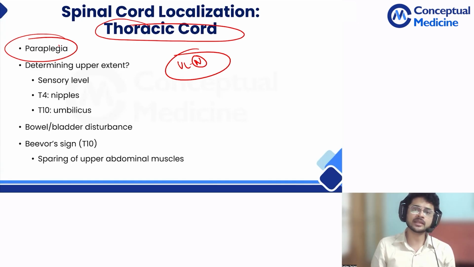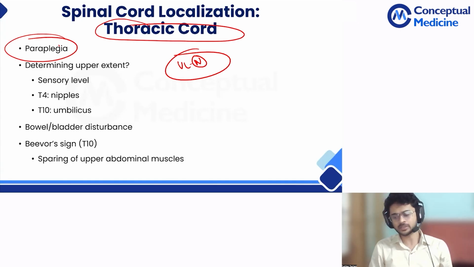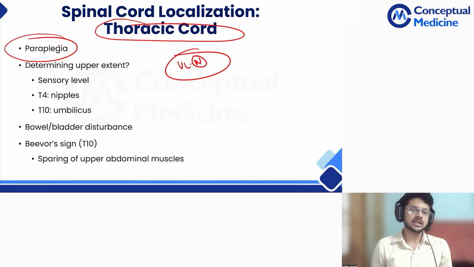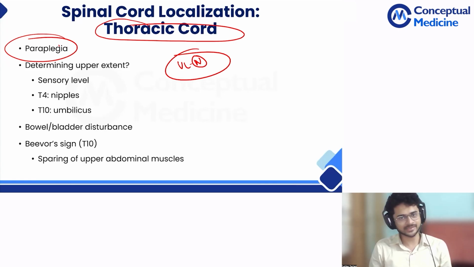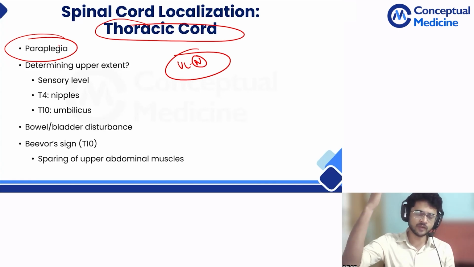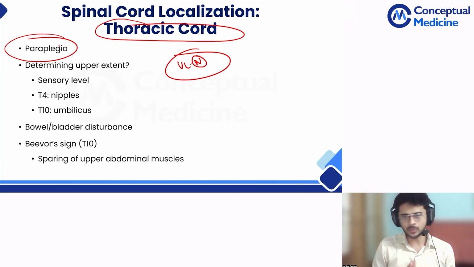So how do you determine the upper extent of a thoracic cord involvement? Because if you see, there aren't many muscles that are supplied. Of course, the intercostal musculature and the abdominal musculature are supplied by the thoracic cord, but they're very difficult to clinically examine. So how do you determine the upper extent of a thoracic cord lesion? Because the thoracic cord is all the way from T1 till T12.